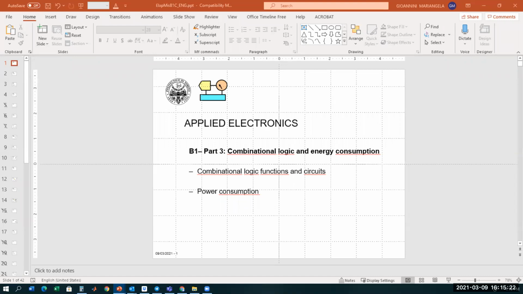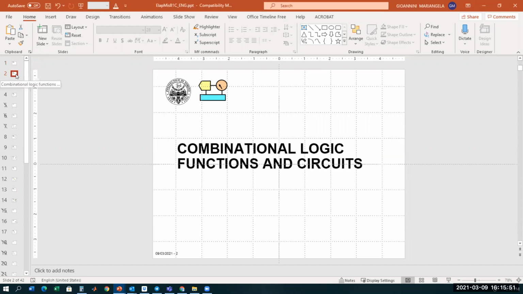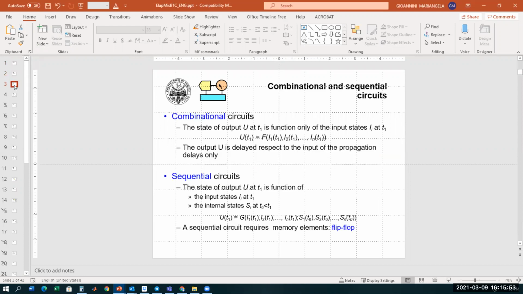Okay, good. So in the second part of the lesson, we will see circuits for the realization of, let's say, a bit more complicated combinational logic functions. And in particular, we will start with how we can realize NAND and NOR gates using the CMOS switches. So, combinational logic function and circuit.